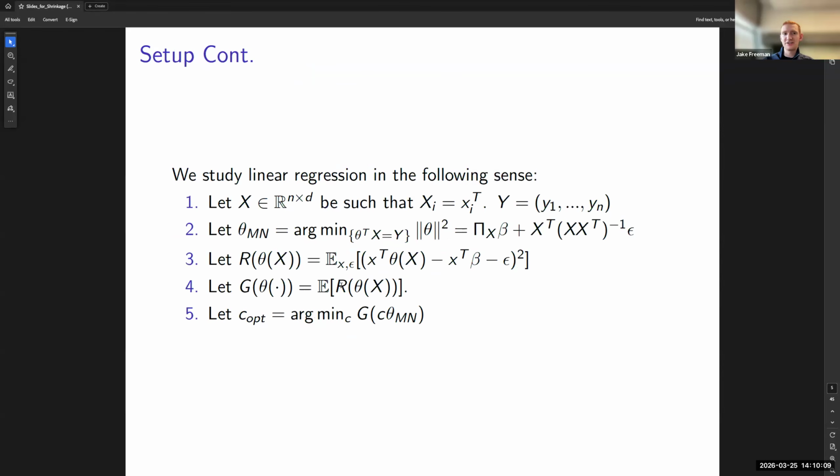It's the expectation over all the draws of the risk. Okay.